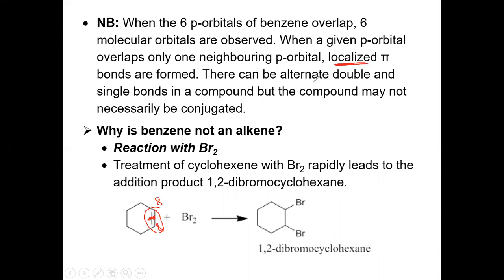We are also seeing that there can be alternate double and single bonds in a compound, but that doesn't mean it's conjugated. The fact that you have alternate double and single bonds does not mean you are conjugated. That's also something that we have to take note of, right? Conjugation implies probably more. There are so many anomalies that occur. Good. So that is it.